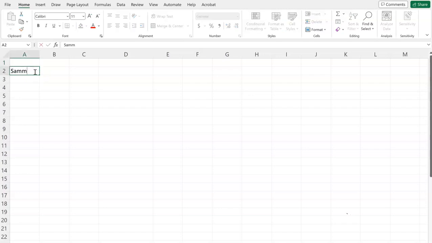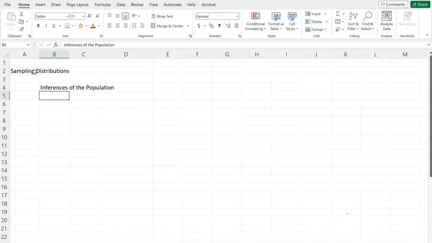In this lecture we are going to talk about sampling distributions. One of the main aims of statistics is to make inferences about the population. So we want to know what the population is like. In our case, let's say, as an example, we want to know the average income of US residents.